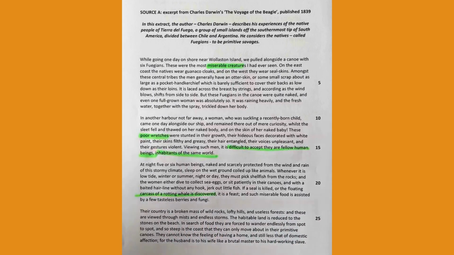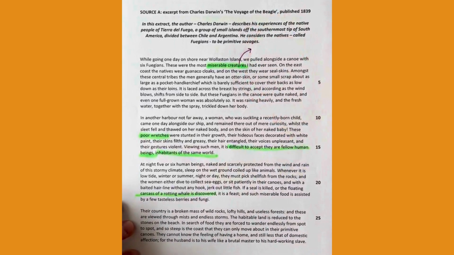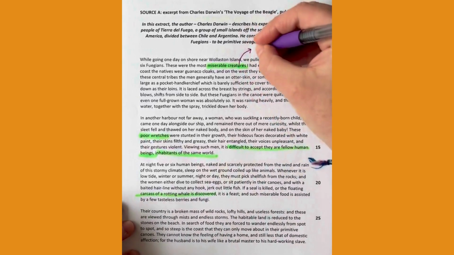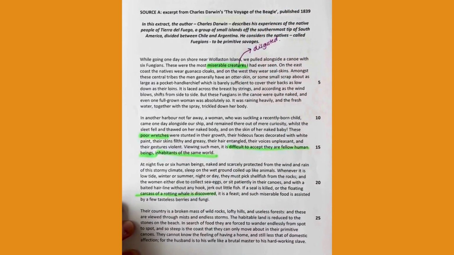It's not enough just to highlight something, because by the time I've then done source B, I probably would have forgotten why I've highlighted these things. So as soon as you highlight one thing, you should then label it with the attitude. The idea that he calls them miserable creatures shows that he is disgusted. His attitude is that he is disgusted at what he sees.